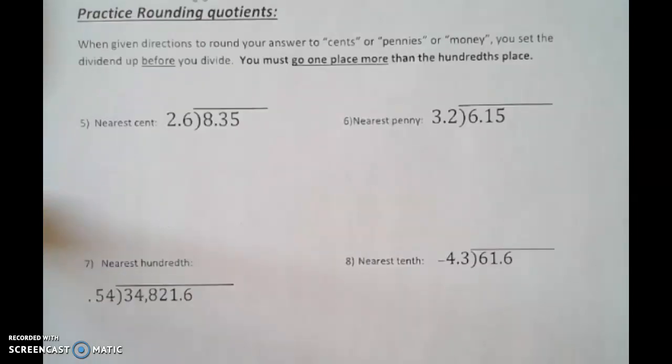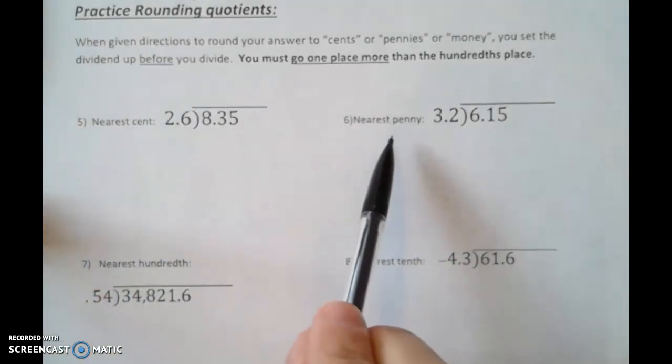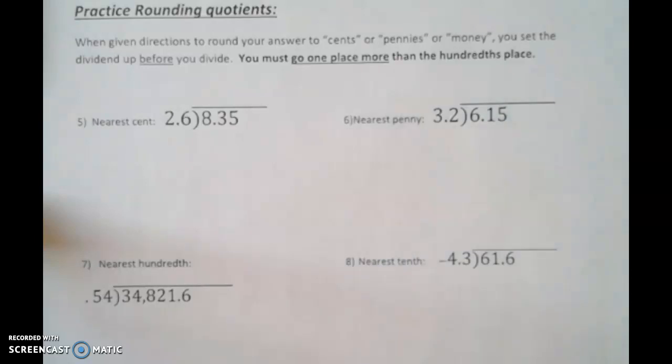In some examples that we do, we might be asked to round our answer to a certain place value, and so that's what we're going to practice doing here. In some cases when we're dealing with money, they might want us to round it to the nearest cent or to the nearest penny. It's important to realize that when they're talking about money, especially to the nearest penny, they're talking about the hundredths place. So we're going to have to practice rounding to the hundredths place.